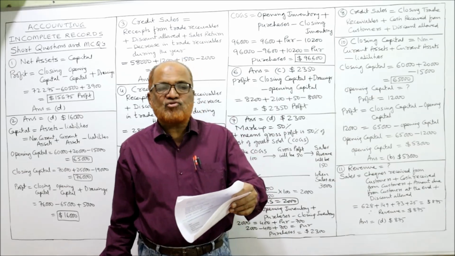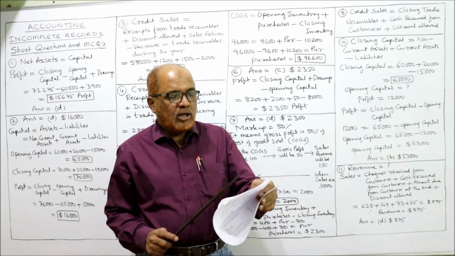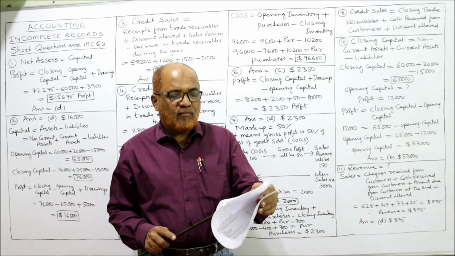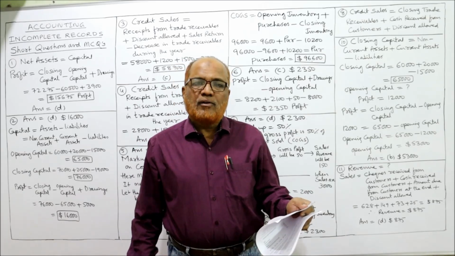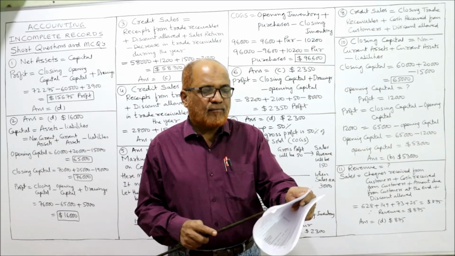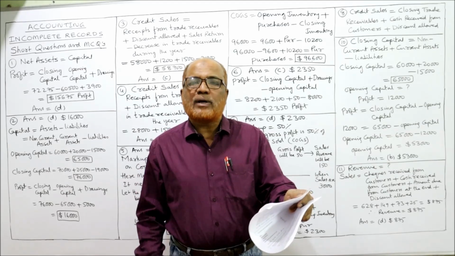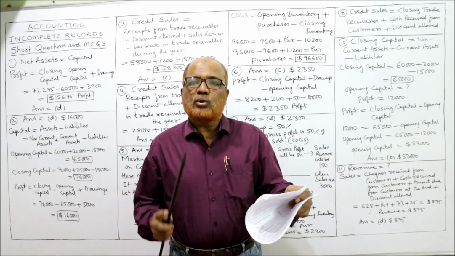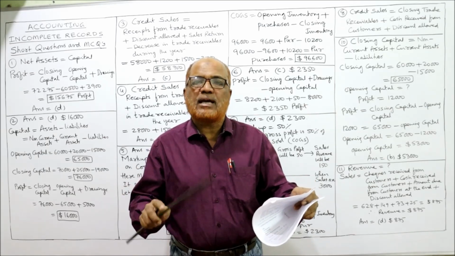The following figures are extracted from the X statement of financial position. So some information is given. Non-current assets 60,000, current assets 20,000, current liability 15,000. Profit for the year 12,000. What is the opening capital? When assets and liabilities are given, we can find out the capital. Closing capital we can find out. Non-current assets 60,000, current assets 20,000. So 60 plus 20, 80,000 assets. Minus liability, liabilities are 15,000. So 80,000 minus 15,000, 65,000 rupees is the closing capital.